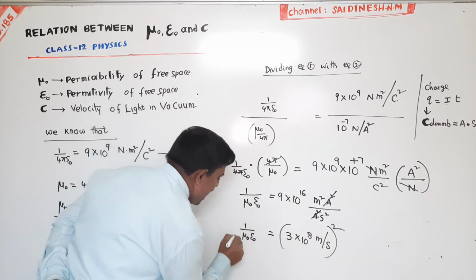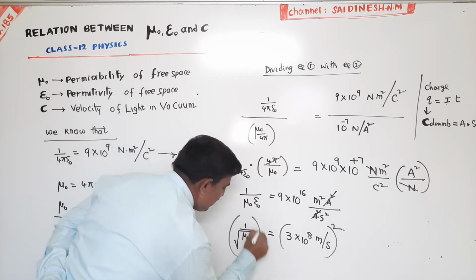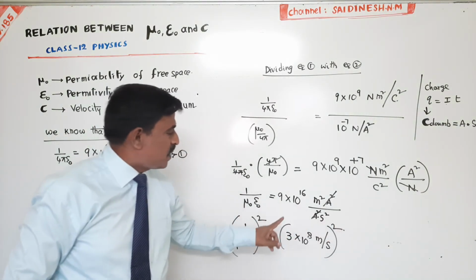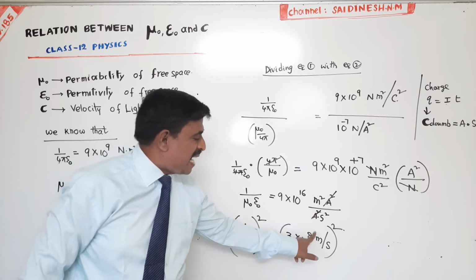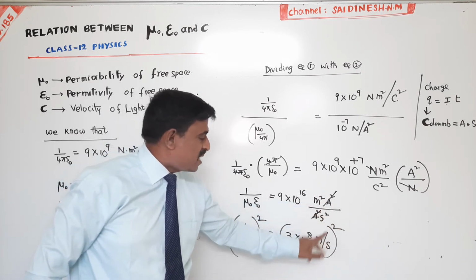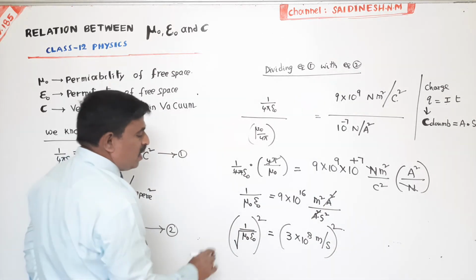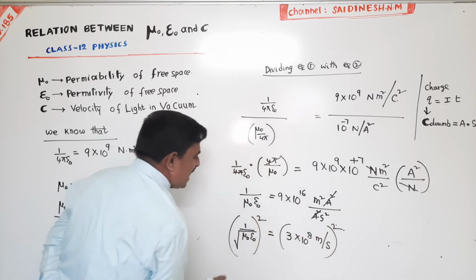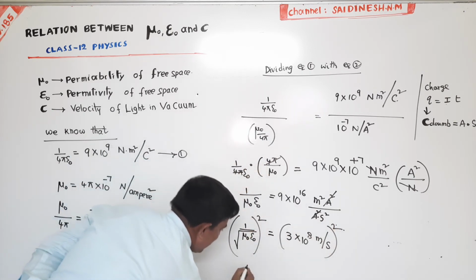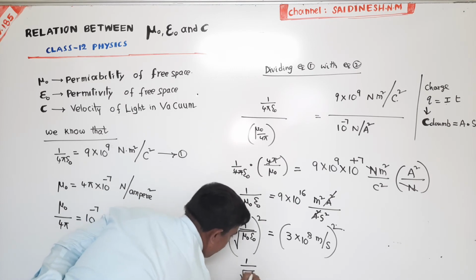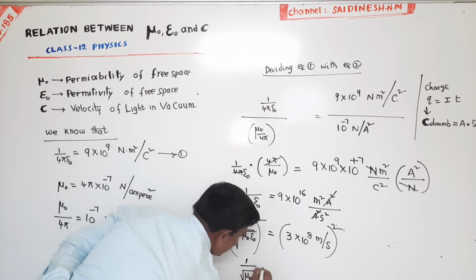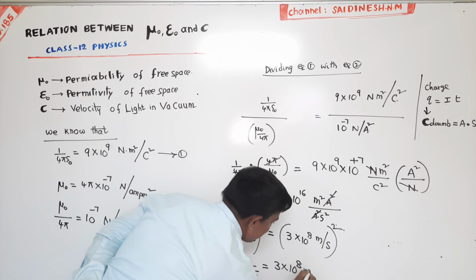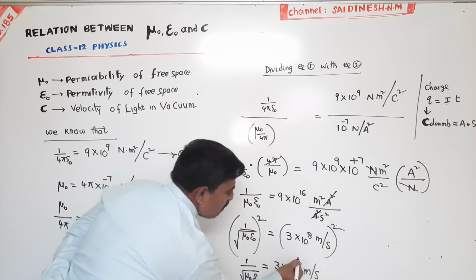Now I am writing this in this way. 9 I am writing as 3 square, and 10 power 16 as 10 power 8 whole square, meter square by second square. Now please listen here. Square, square cancelled. 1 by under root of mu naught epsilon naught is equal to 3 into 10 power 8 meter per second.